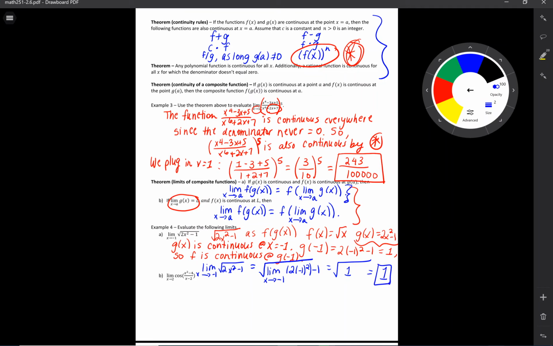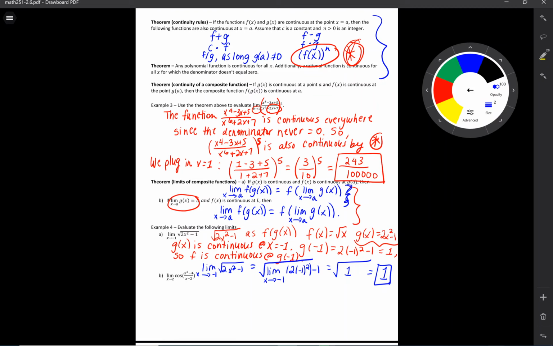So I had to first decompose my function into composite parts, f and g, my inner function and outer function. Then I had to make sure that g of x was continuous at x equals -1. We found that it was. It's just a polynomial. And then I had to evaluate g of -1 to make sure that f was continuous there, and it is. So then I used this theorem up here in order to take f of the limit as x goes to -1 of my function g of x, and I got 1 as my answer.